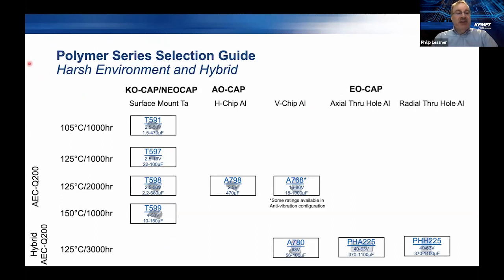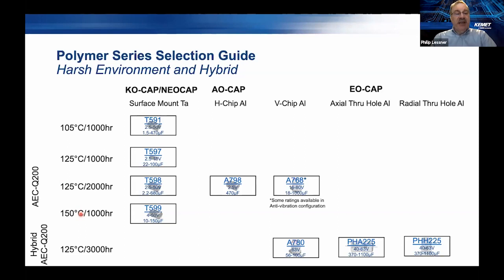We also, as I mentioned, have developed some what I call harsh environment series, specifically really aimed at the automotive and industrial market. So again, we have those available in tantalum, in the H-chip stacked aluminum, and also in the wound type of aluminum, both in solid polymer and also in hybrid. Those come in various flavors, from 105 degrees C rated all the way up to 150 degrees C rated series for our tantalum.